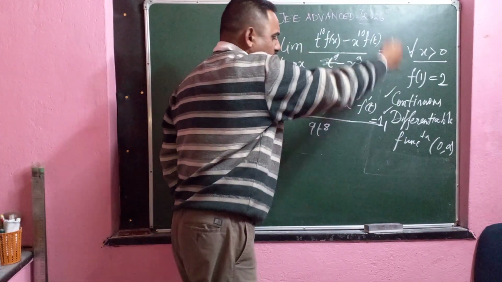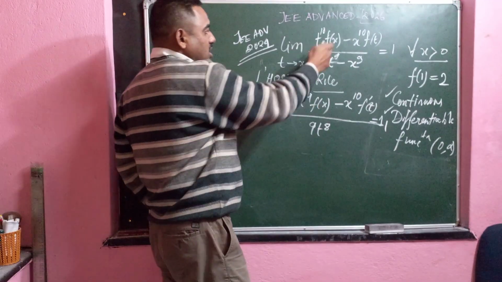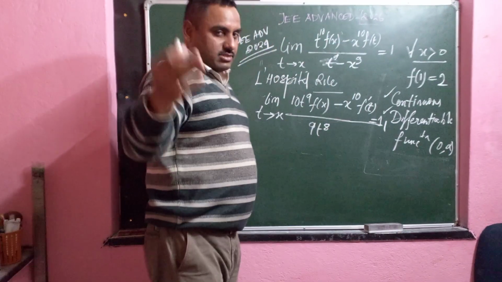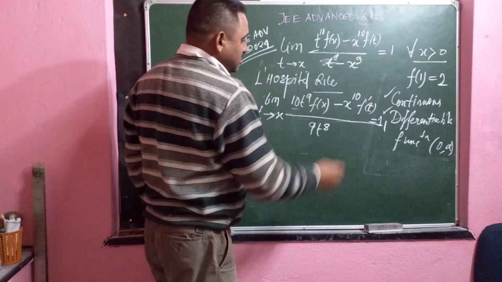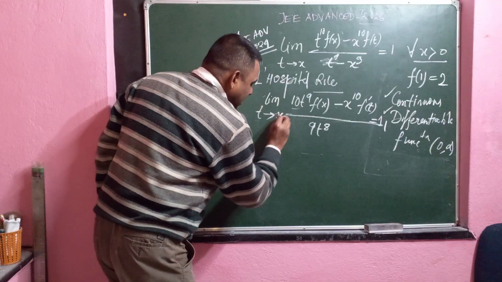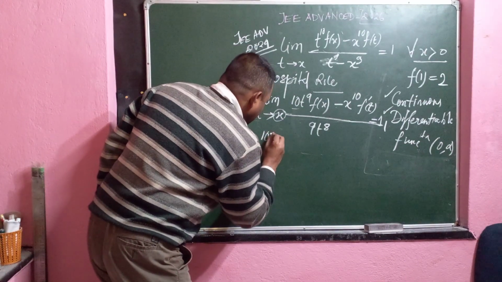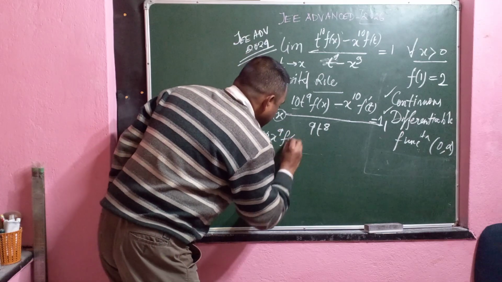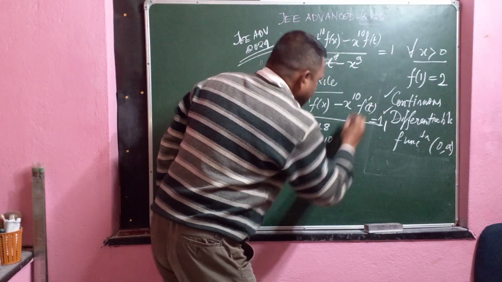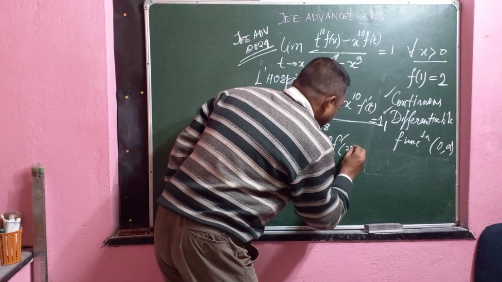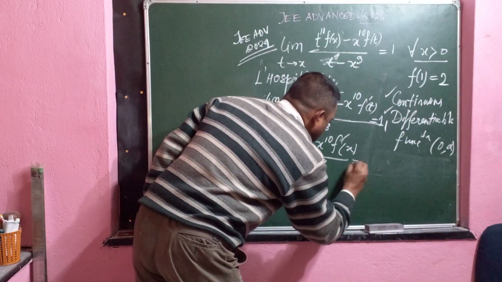The left-hand side will continue on the right-hand side. When you differentiate with respect to t, this will come. We will take f(x) as a constant. The differentiation of t to the power 10 is this, and then as t tends to x, we substitute that value. So 10 x to the power 9 f(x) minus x to the power 10, instead of t we write x, so f dash of this, 9 x to the power 8 equals 1.